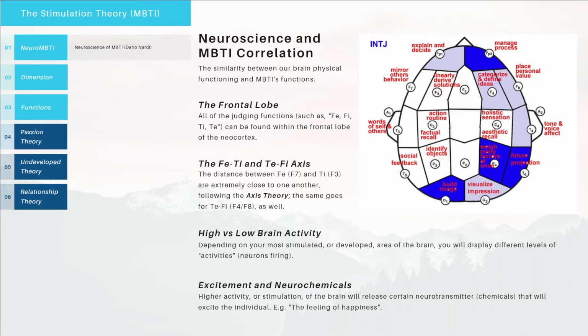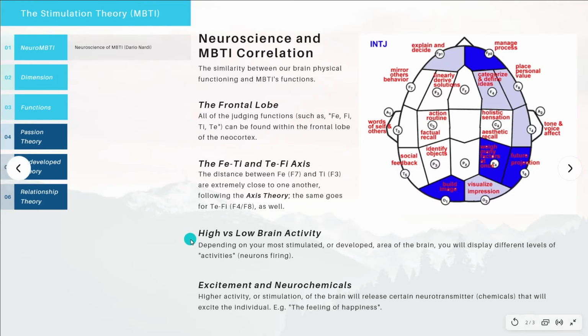Now, if we go into the other things, such as the FETI and the TEFI axis, which is a very common theory, such as TE goes with FI a lot and FE goes with TI throughout the MBTI spectrum, we can actually understand why the axis exists through this proximity of these regions being so close together. For example, FE or F7 is actually very close to F3, TI. And then F8 and F4, TE, F4, and F8, FI are very close as well. So this has a correlation to the proximity of the axis function. And usually, regions of the brain that are most close together have a quicker communication style, or often communicate with each other more.